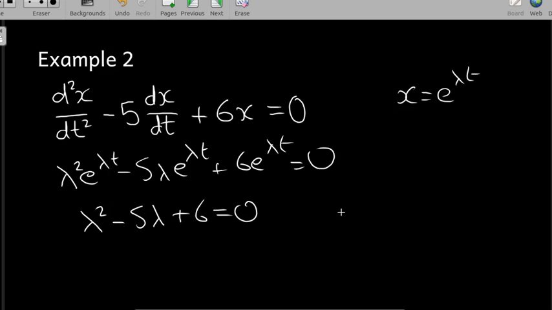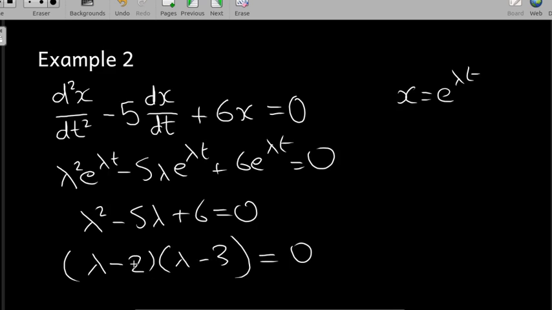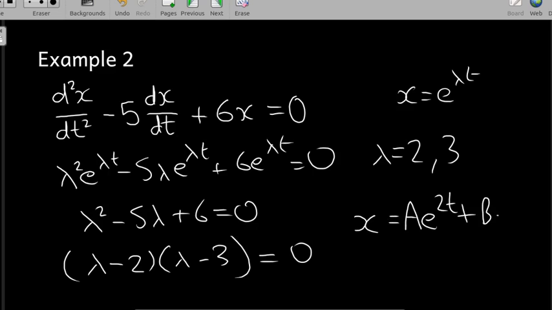And this is something that we can factorize. So factorizing this, we have lambda minus 2 times lambda minus 3 equals 0. You can check that if we multiply that out, we get lambda squared minus 5 lambda plus 6. So that gives us two possible values: lambda equals 2 or 3. And that then gives us the two solutions, e to the 2t and e to the 3t. The general solution is going to be x equals a e to the 2t plus b e to the 3t. So that's another example, just worked through more quickly there.